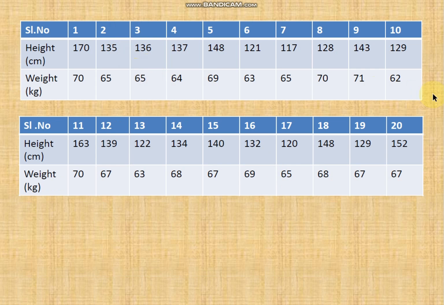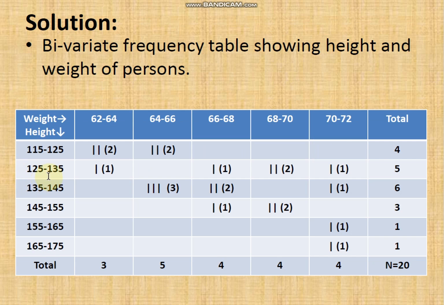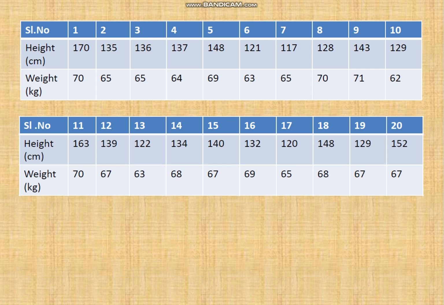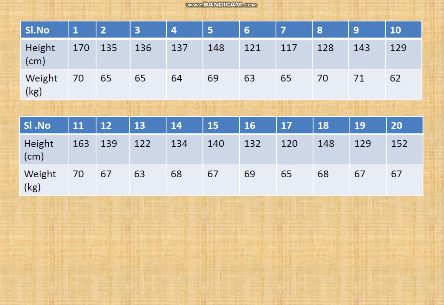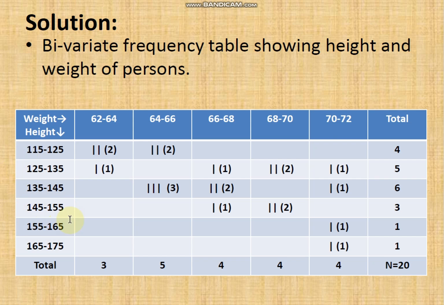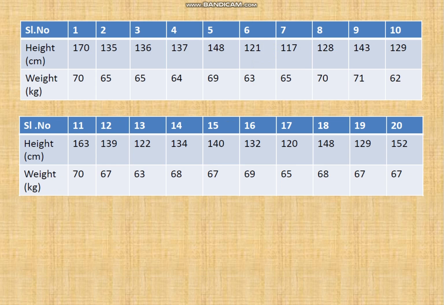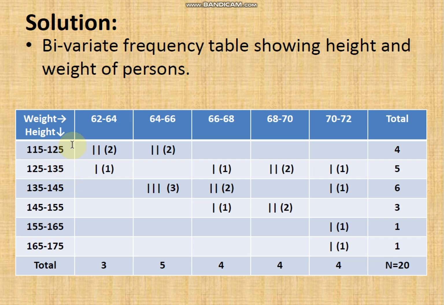Similarly, 136 and 65. So 136 lies here and 65 lies here. So this is the common cell here. So another tally is struck. Next, 137 and 64. So 137 lies here, 64 lies here. So one tally is stricken. 148 and 69. So 148 lies here and 69 lies here. So one tally is stricken here in this cell. 121, 63. So 121 lies here and 63 lies here. So the cell corresponding to these two is this one. So one tally is stricken here.